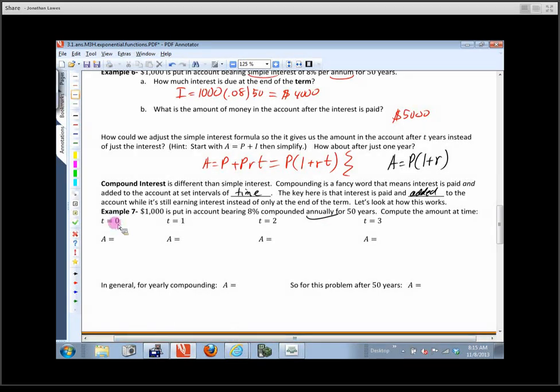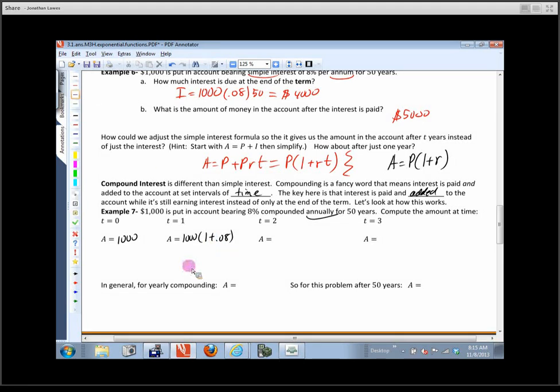So if T equals zero, that's like day one. We just barely put the money in the account. How much is in there? $1,000. So we got $1,000 right here. Now, if I want to compute what it is after the next year, this is the formula we're going to use right here. So the amount is going to be the principal, 1,000, times 1 plus, what's the interest rate in this case? 8%, right? So plus 0.08. You with me there?